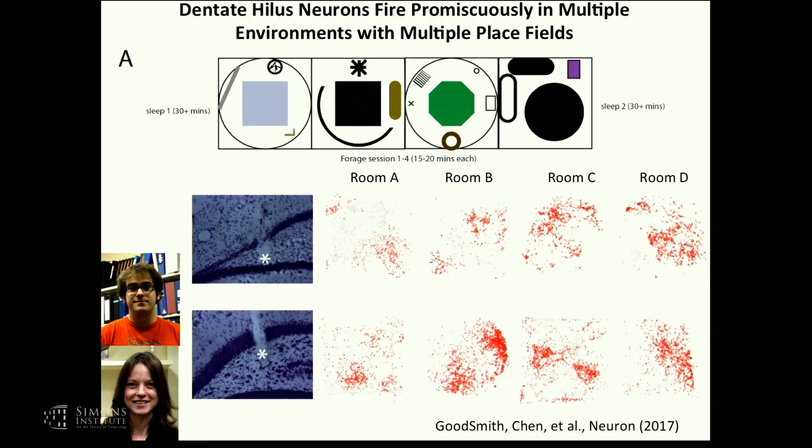Here's cell 1, and it fired in all 4 of these different rooms in multiple patches within the room. And here's another example from this recording tip, which also fired in all 4 rooms with very different spatial firing patterns in each room, as well as a patchy pattern in each room.